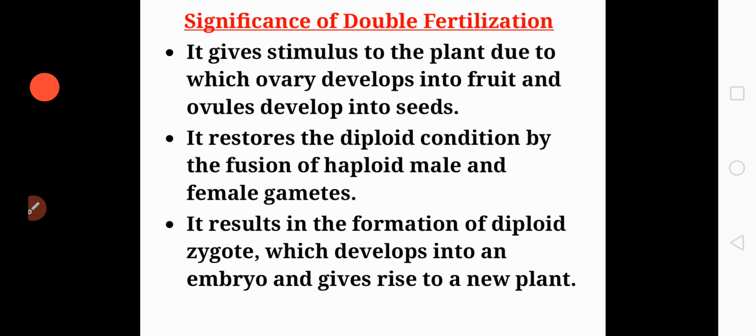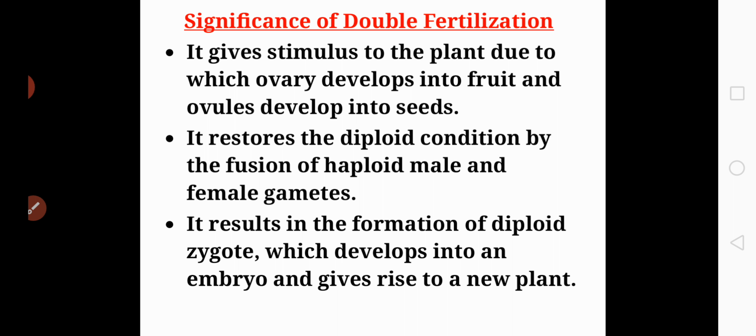And the last topic is about the significance of double fertilization. It gives a stimulus to the plant, due to which the ovary develops into fruit and ovules develop into seeds. So that means after fertilization, the ovary gets transformed into fruit and ovules develop into seeds, right? And the second significance is it restores the diploid condition by the fusion of haploid male and female gametes.